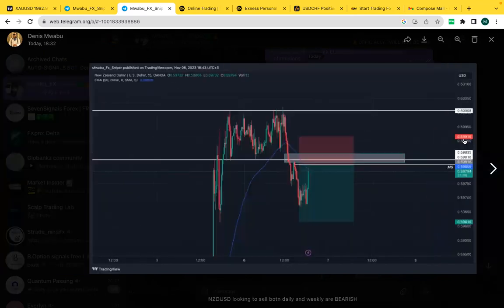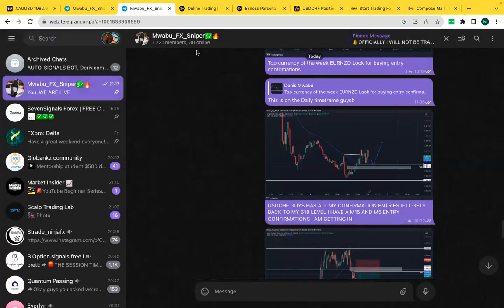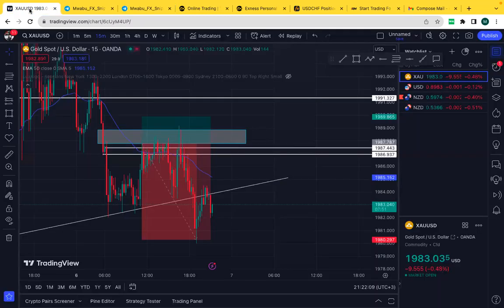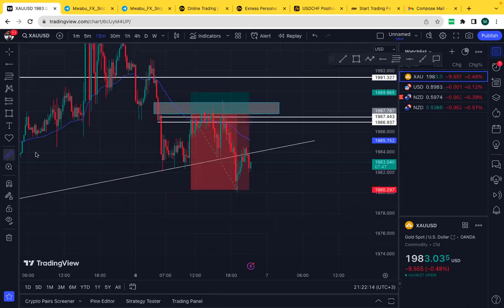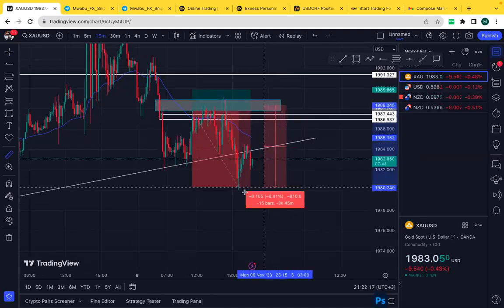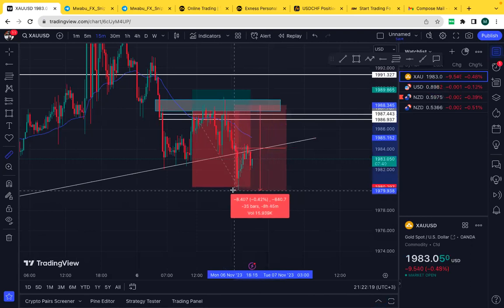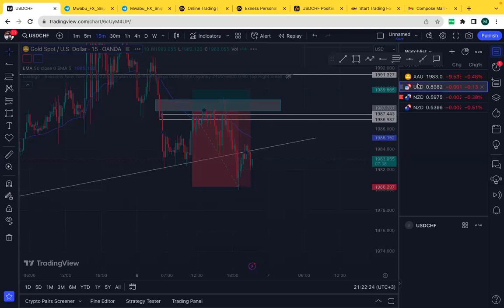At least those are some of the trades that I shared on the Telegram group, but I also had others. For example, I had gold, which actually played so well. From my level here, it gave me like 84 pips. So these are the trades that I was watching today.